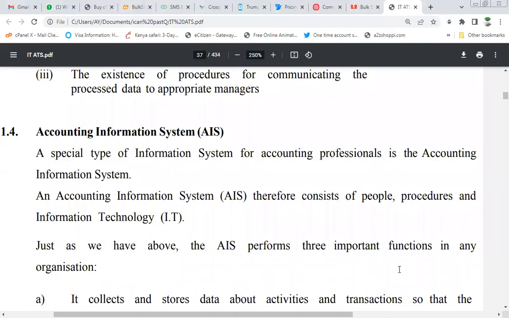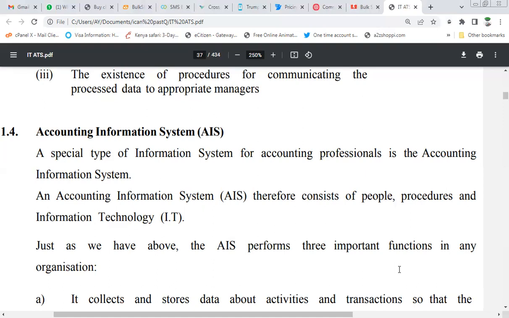Now, to digress a little, this text is useful for both IT for ATS classes and for the foundation class in the professional form MIS. That's the IT aspect of your management information system. So any of you can form your notes from this read along, and you will not regret what you are doing.